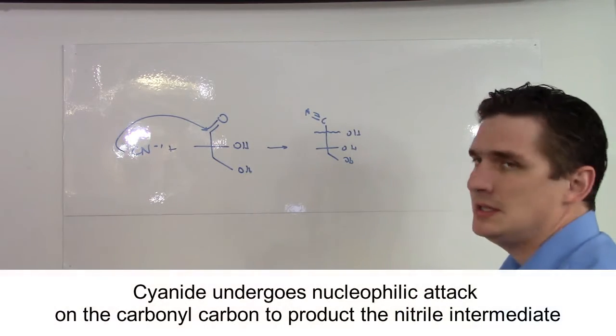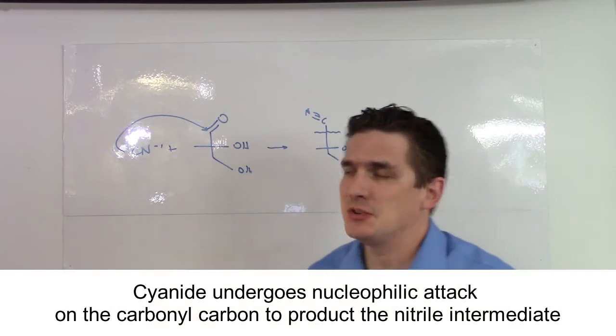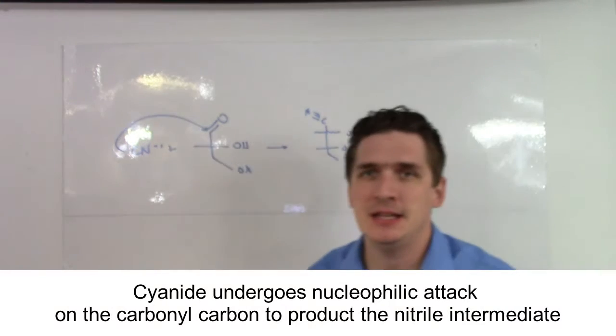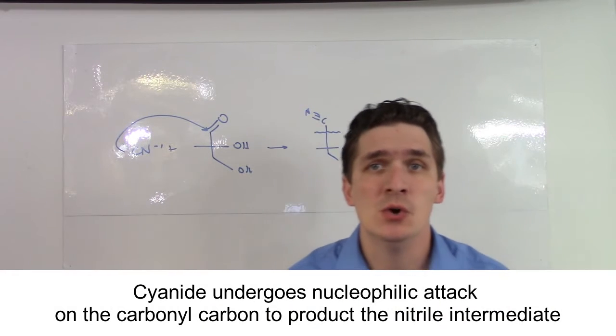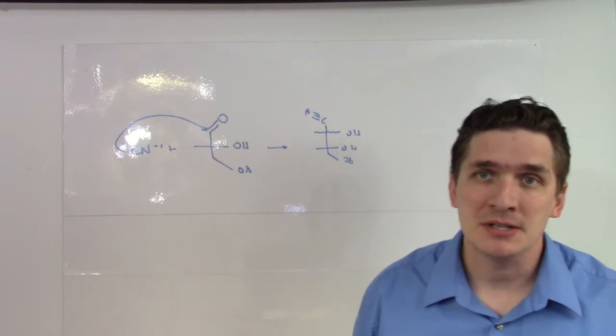Now, what's the issue with this? Well, here's the thing. I've drawn this little squiggle line here. We are attacking a carbonyl, and because it is a trigonal planar molecule, we're not going to get selectivity for the R and S or the L and the D.